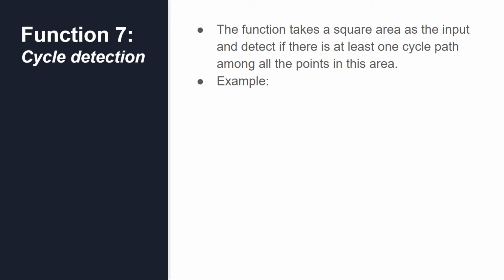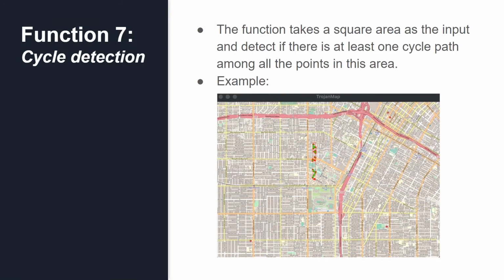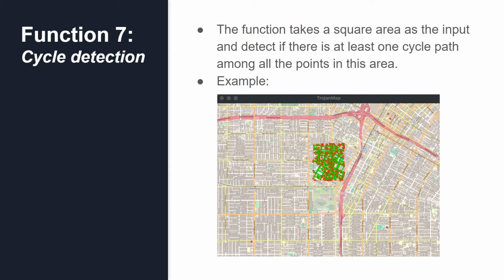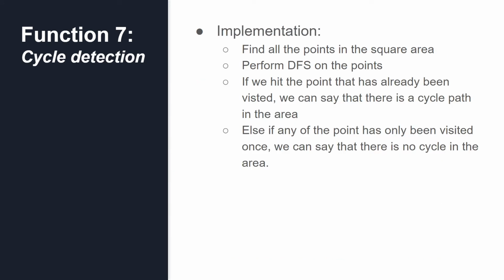Function 7 takes a square area as the input and detects if there is at least one cycle path among all the points in this area. For example, if we pick a very small area like this, the result will be false, and if we pick a little bigger area like this, the result will be true. The whole idea for function 7 is that we find all the points in the square area first and we perform a DFS on the points. If we hit a point that has already been visited, we can say that there is at least one cycle path in the area. Or if all of the points have been visited only once, we can say that there is no cycle in the area.